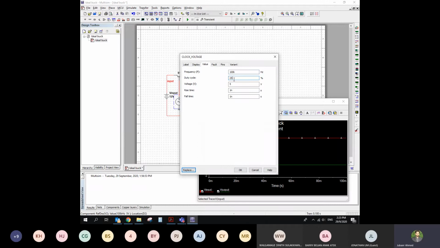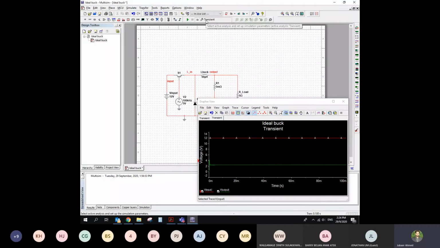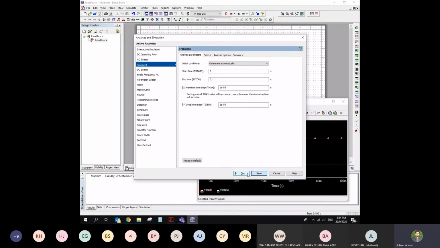Okay, let's check the duty cycle 50%. So you know that in a buck converter, duty cycle is equal to V output divided by V input, which means V output is equal to duty cycle multiplied by V input. So when it is 50%, the output voltage we are expecting should be 50% of it. That means since 12 volt is our input, the output will be 6 volt. So let's re-simulate it again. Run.